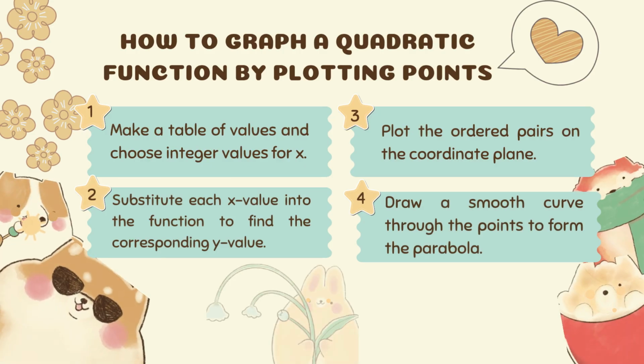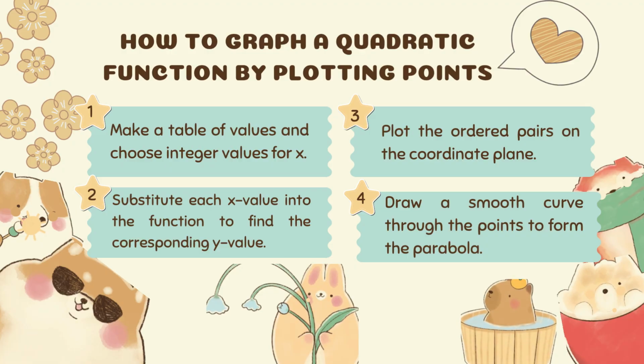How to graph a quadratic function by plotting points. First, make a table of values and choose integer values of x. Second, substitute each x value into the function to find the corresponding y value. Third, plot the ordered pairs on the coordinate plane. And lastly, draw a smooth curve through the points to form the parabola.